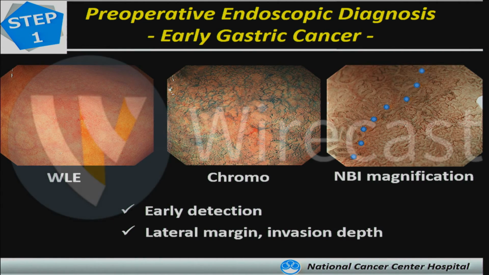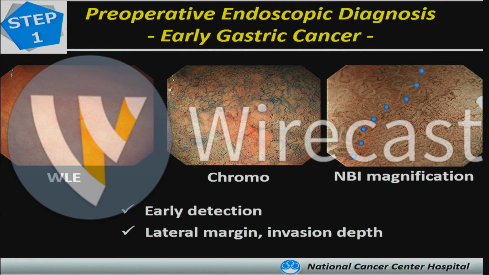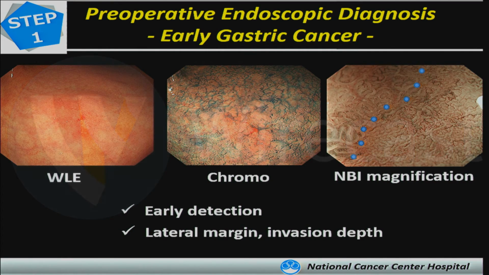And applying NBI magnification, we can nicely see the demarcation line between inside and outside the region, and irregular microvascular and surface pattern. So early detection is very important not only to perform ESD, but also to improve the prognosis of the patient. And also, it is very important to evaluate the lateral margin and invasion depth in detail.